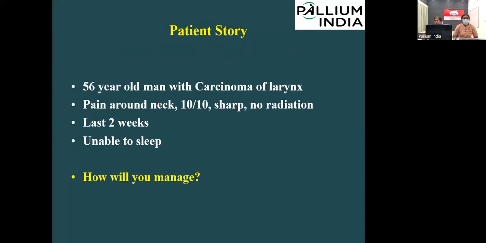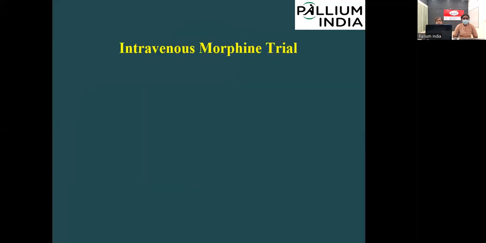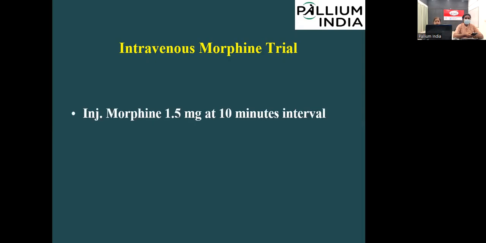So I'm not asking you how you're going to manage, because probably only a few of you have seen morphine used for pain management. So I'll just talk about what we do in a palliative care setting, or what can be done. This is something called an intravenous morphine trial. Some people might have heard about it, or it may be a very new practice that you might be hearing for the first time. So this is a very good procedure for controlling acute pain, or to understand what dose of opioid the patient needs, up to what dose that patient needs for better pain control. And this is how it is being done.